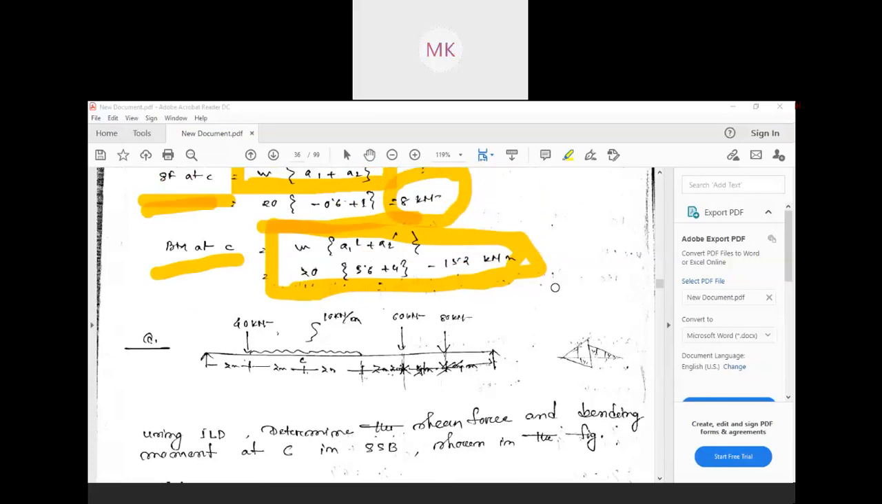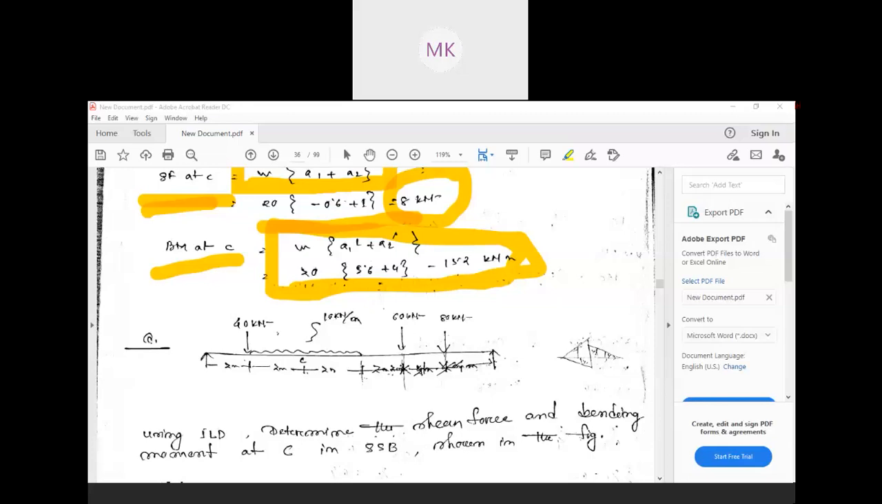Okay, what you have asked, I understand the question. You are saying that for UDL it should be parabolic and for point load it should be inclined. But see, what we are doing is only for that particular point C. Everything we are calculating for that point C. Whatever we have calculated, the impact of all the loads, whether point load or UDL, we are only doing for that point C. So for that point C only we need to draw.